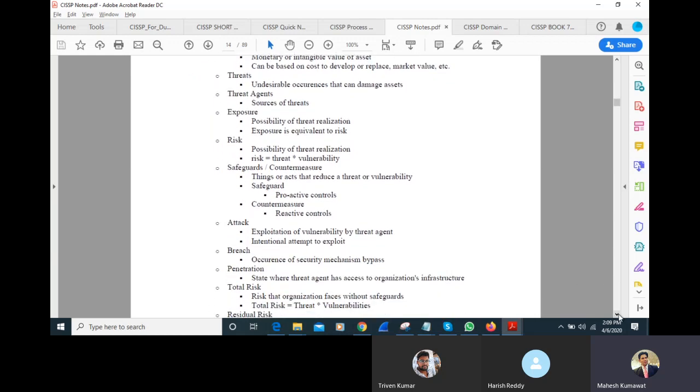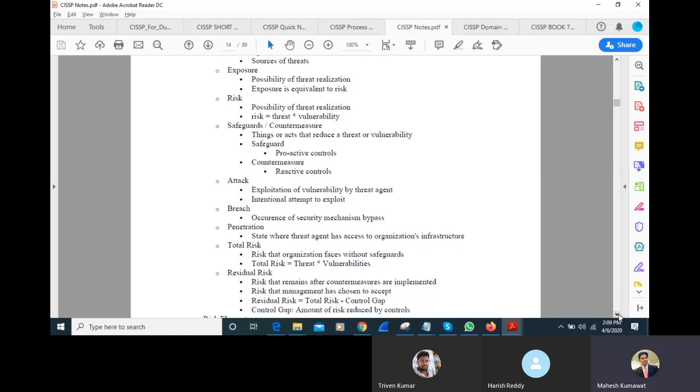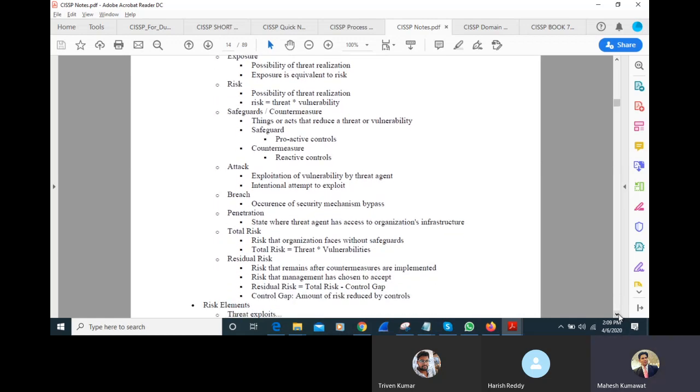We can go for some safeguards. Breaches are the occurrence of a security mechanism being bypassed. For example, some users access a proxy to bypass the firewall. Penetration is a state where the threat agent has access to the organization's infrastructure. Risk is threat multiplied by vulnerabilities.